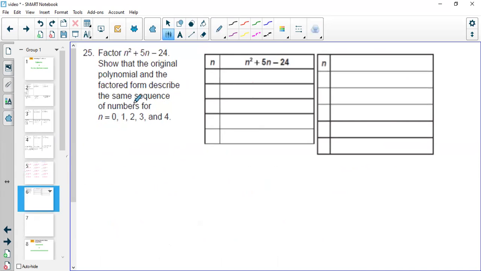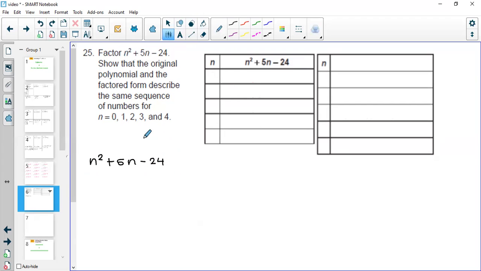Right, now if you would have checked those answers, this is question number 25. Now what are they asking you to do here? They are asking you to factor n squared plus 5n minus 24. And then first let's do what they want. Okay, so let's factorize this. So let's factor n squared plus 5n minus 24.